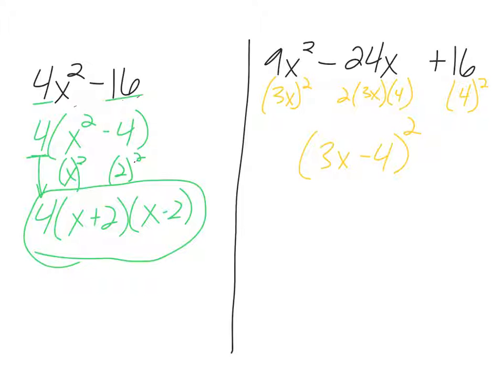For the second one, 9x squared minus 24x plus 16. I know 9x squared is a square because I can square 3x. I know 16 is a square because I can square 4. I have to check this middle one. 2 times 3x times 4 does in fact get me 24x. So since I checked all that, I know I can do it as a special factor. And since this is a minus sign, I'm going to have a minus in my factor. I should have 3x minus 4 squared.